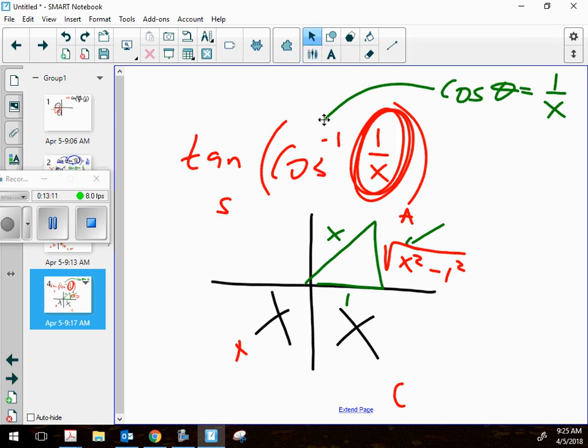I've labeled all the sides. That seems like a really good start, but what's the finish? How do I finish this thing? Raise your hand if you know how to finish this thing. What do you think, sir, in the back?